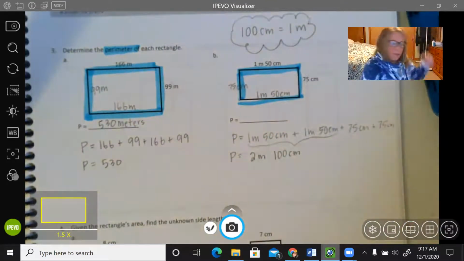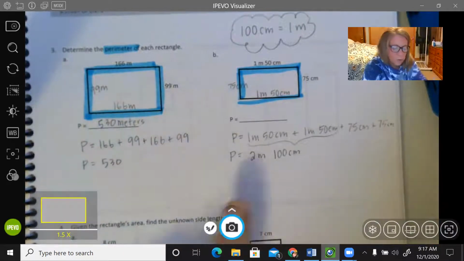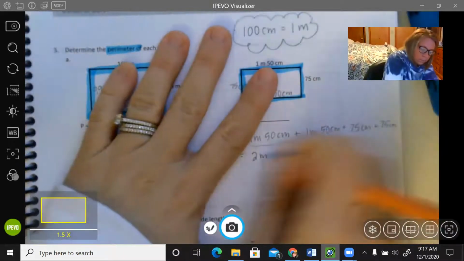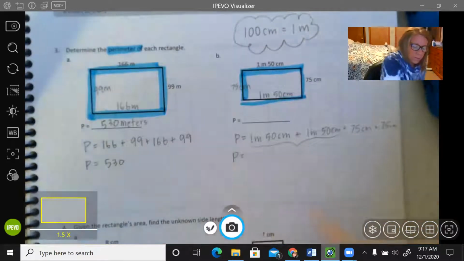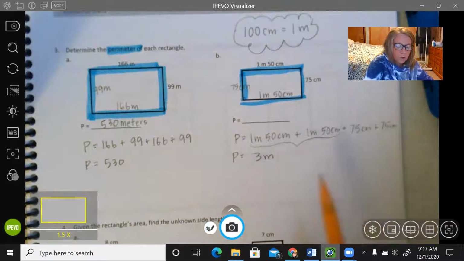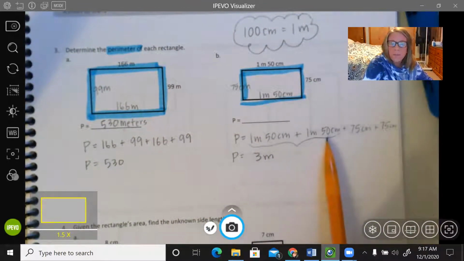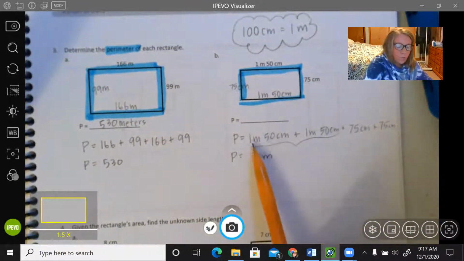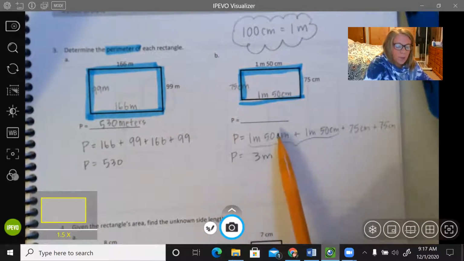Some of you may be saying, oh, I know that equals 3 centimeters. So you have two options. You can leave it like this, or you could erase and make this, I'm sorry, I think I said 3 centimeters, 3 meters, because we know 100 centimeters gives us 1 meter. So I have 1 meter, 2 meters, and I put these two together to give me 3 meters.